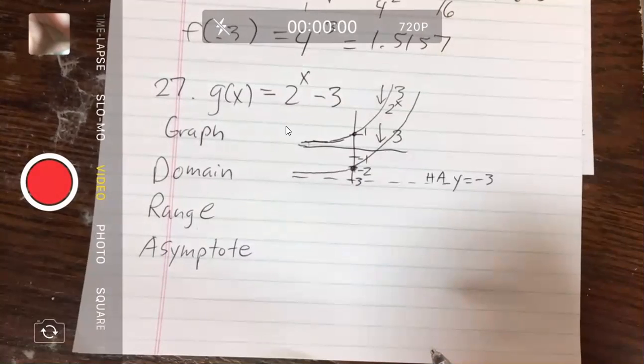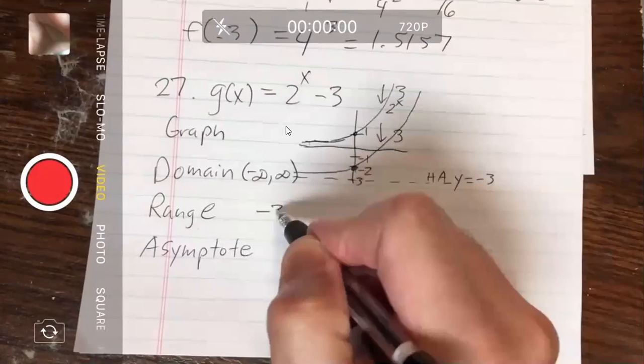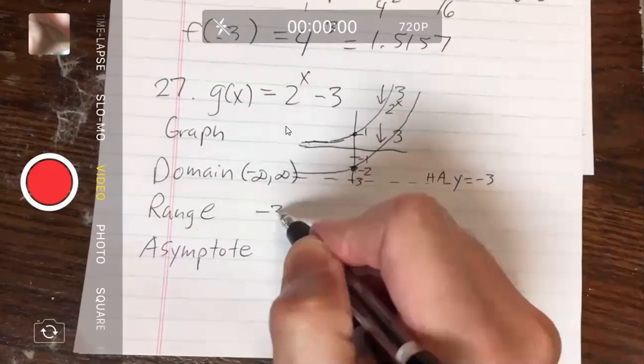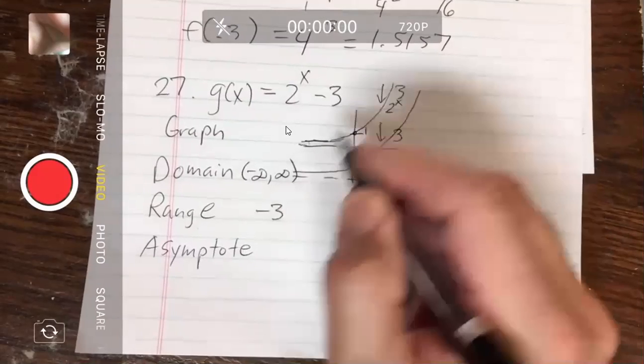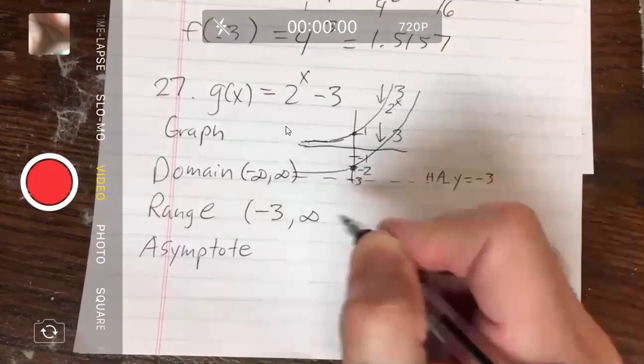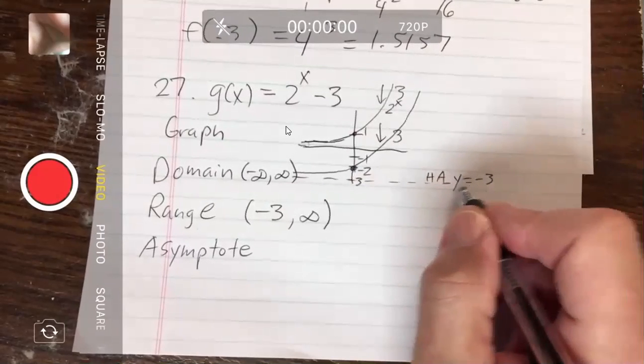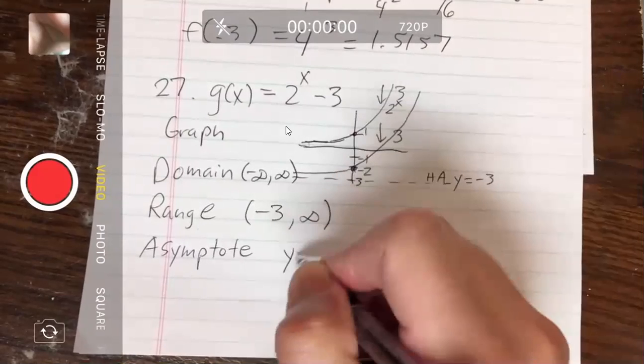It just wants to keep freezing. Here we are. All right, for the range, it's approaching negative 3. So we'll start with negative 3, going all the way up to infinity. But you're going to have a parenthesis. And I've just written down the horizontal asymptote over here. It'll be y equals negative 3.